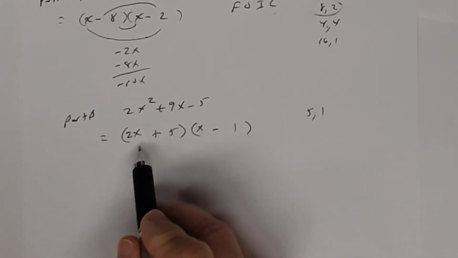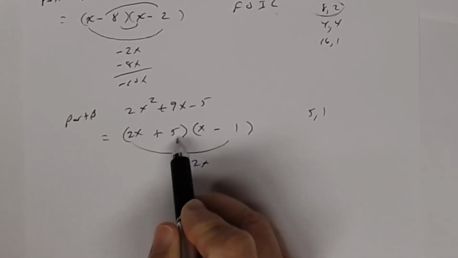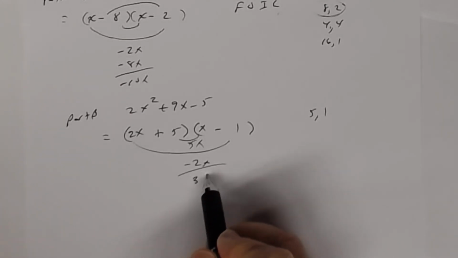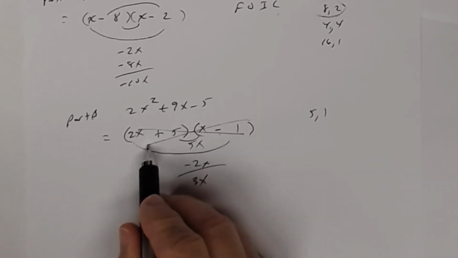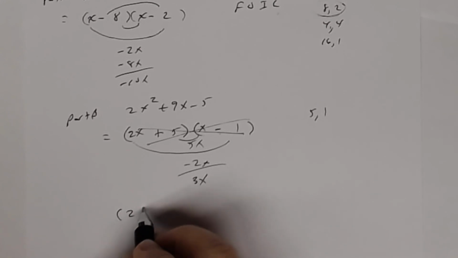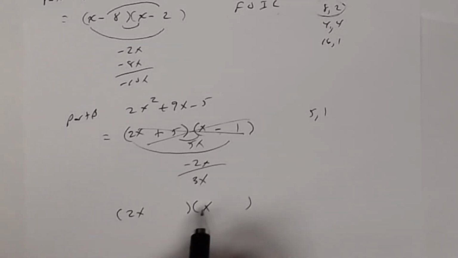But here's the problem. When you check it, the outer is a negative 2x, the inner is a positive 5x. When you add them up, 5x and a negative 2x is 3x, which is not what you wanted. You wanted 9x. So that didn't work. All right, so that's that idea of trial and error. So what we're going to do now is this. So I know that 2x and x are the only possibilities for 2x squared.